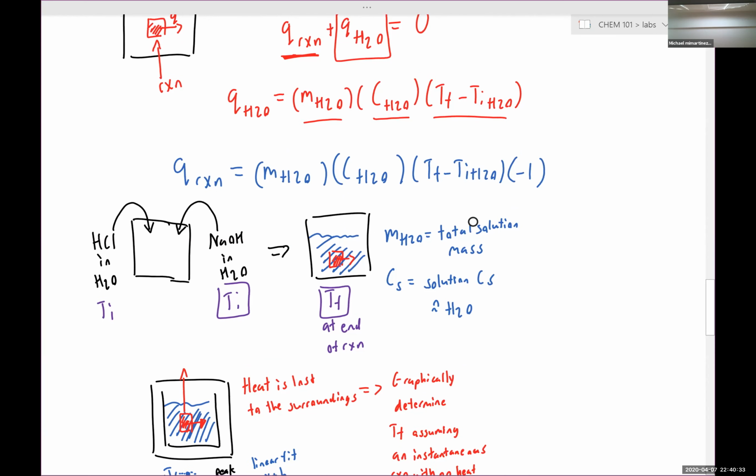And in turn, one thing that you do want to keep in mind is that the mass that you're using should be the total solution mass of both of the solutions mixed together. And T initial will be given from the simulation, and T final you're going to calculate graphically.